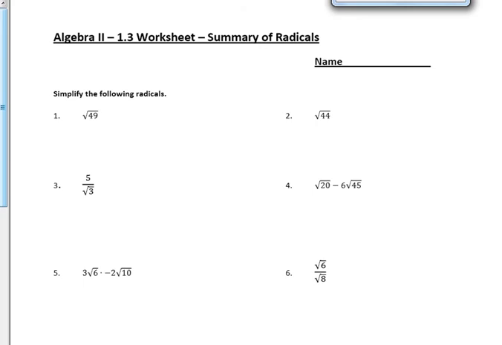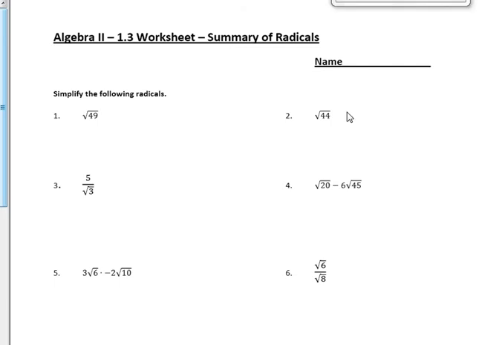So now we're at the end of 1.3. We've talked about all of the different parts of these radicals. Now we want to lump them all together and look at a summary of them. Each one of these problems, the directions are to simplify the radical. You need to decide how you simplify them. Are you using just plain simplifying? Are you using adding and subtracting? Are you rationalizing the denominator? Those are your options. So let's take a look at number 2.